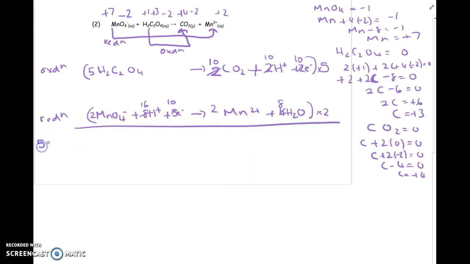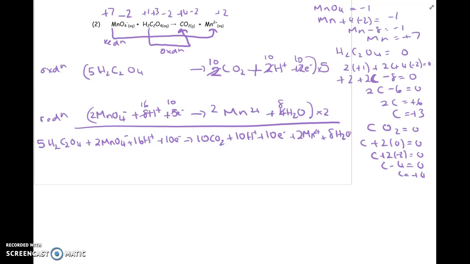You get 5 oxalic acids plus 2 permanganate plus 16 hydrogen ions plus 10 electrons gives 10 carbon dioxide plus 10 hydrogen ions plus 10 electrons plus 2 manganese 2 ions plus 8 water. Now we need to eliminate anything that's going to be on the same sides.